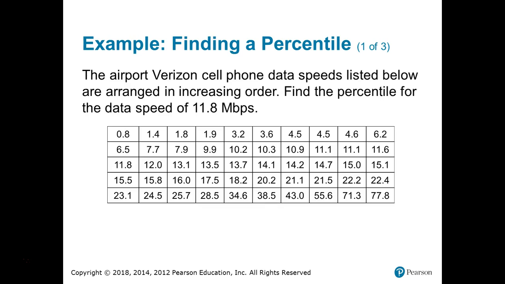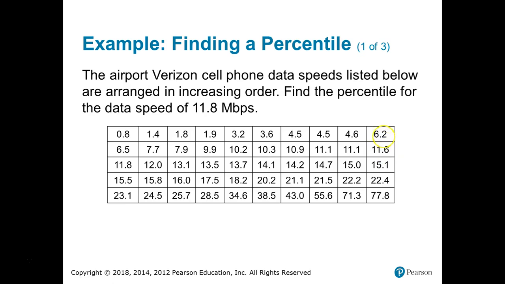The airport Verizon cell phone data speeds listed below are arranged in increasing order. How nice of them. Find the percentile for this data speed of 11.8. Okay, so let's find 11.8, right over here. So we have to figure out how many x values are lower than this value right here. So let's see, 1, 2, 3, 4, 5, 6, 7, 8, 9, 10, 20. So we say that 20 data values are lower than 11.8.